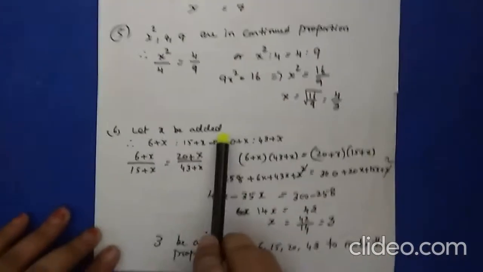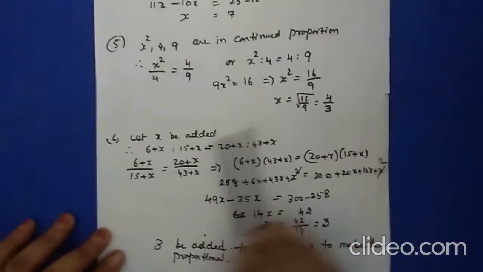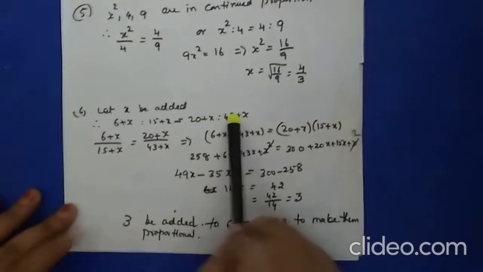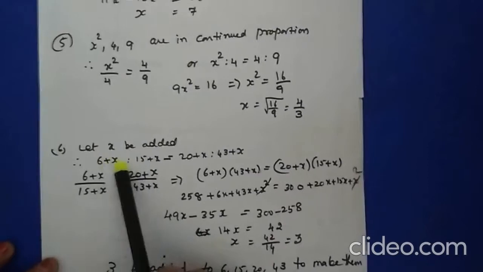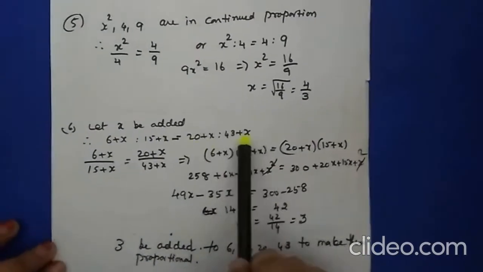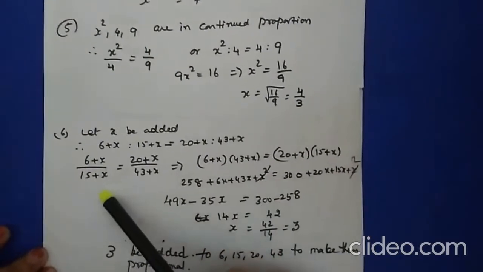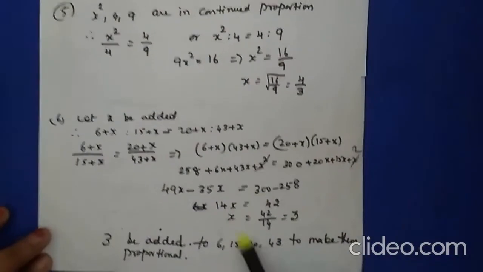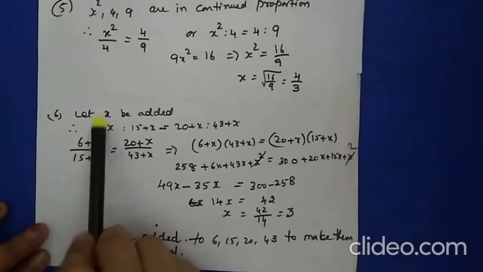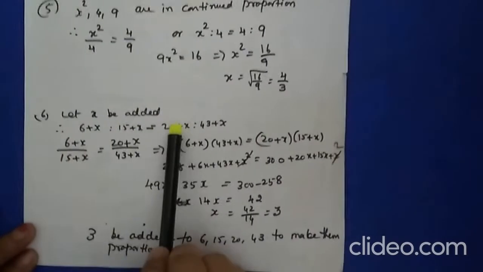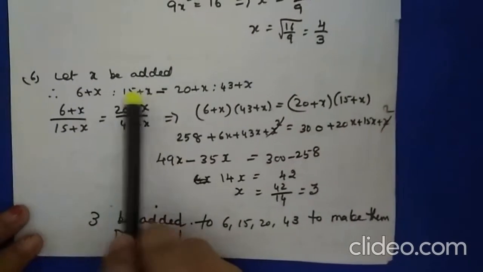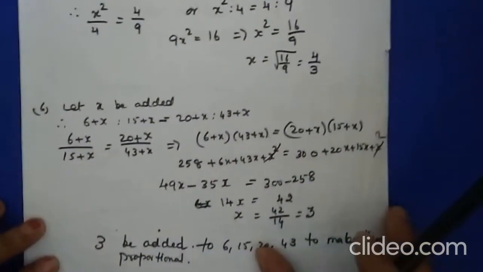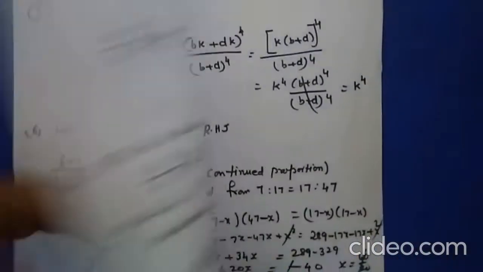Question number 6. What is the question? What should be added to 6, 15, 20 and 43 so that they become in proportion? In proportion means 4 terms are given. Let x be added. 6 plus x ratio 15 plus x is equal to 20 plus x ratio 43 plus x. Write in a fraction form. Cross multiply, you are getting x is equal to 3. Therefore, 3 should be added to 6, 15, 20 and 43, and they become in proportion. 6 plus 3 is 9, 15 plus 3 is 18, 20 plus 3 is 23 and 43 plus 3 is 46, in proportion.